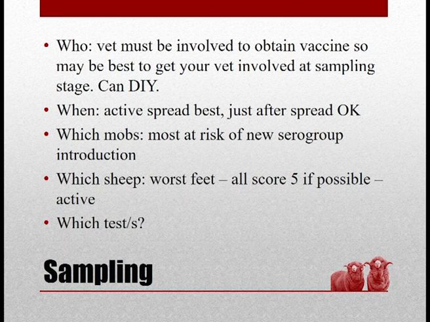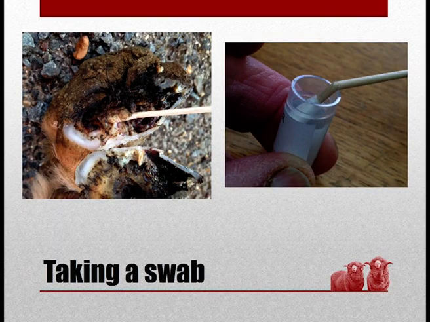So we tend to go for the worst feet and just swab the score 5s if possible. What we end up doing is trying to get a swab from the really active areas. We try and get the swab in under, we don't want too much poo and dirt and mud on it, but it doesn't matter if you get a bit. We're trying to get good fresh swabs, put them in a little jar of the transport media, and there's two types.